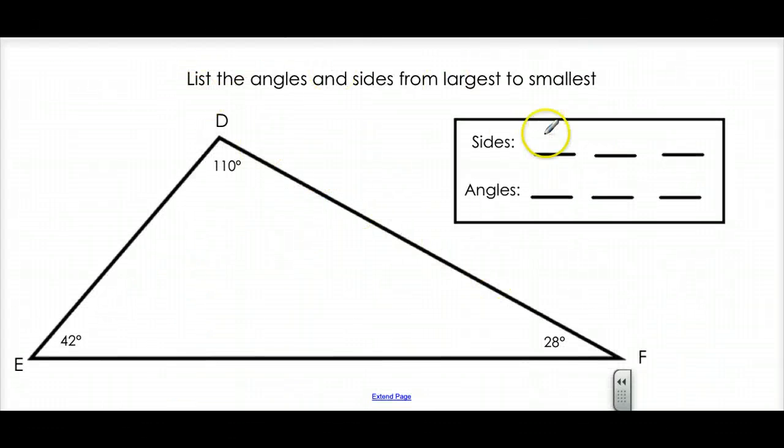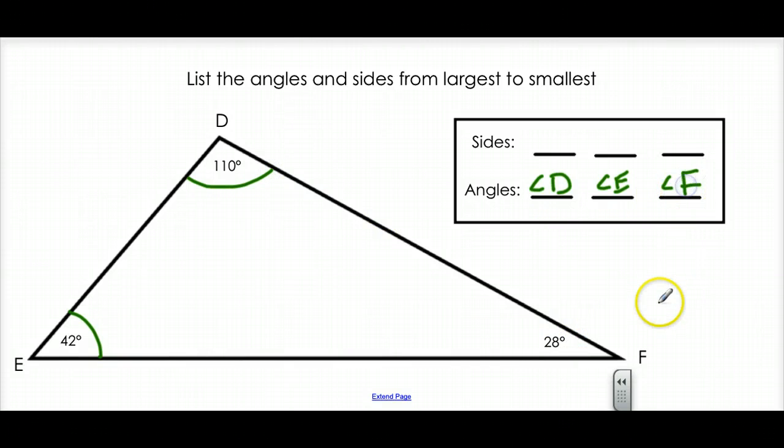All right. Let's try this again. We want to list the angles and sides from largest to smallest. So in this one, we're given the angles. Our largest angle is angle D. Our second largest one is angle E, which is 42. And our last one is angle F, which is 28.